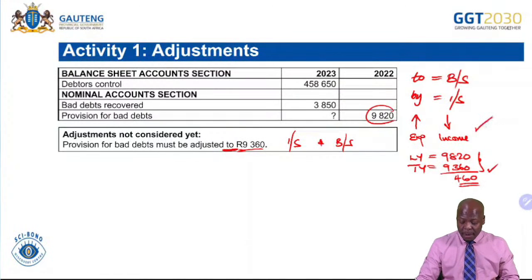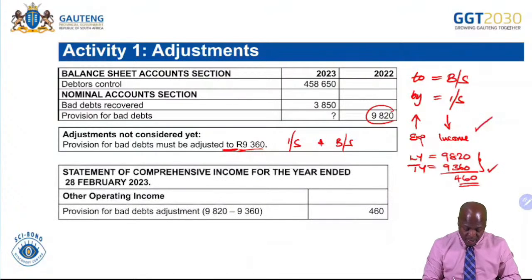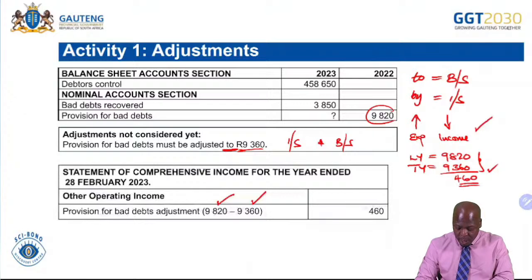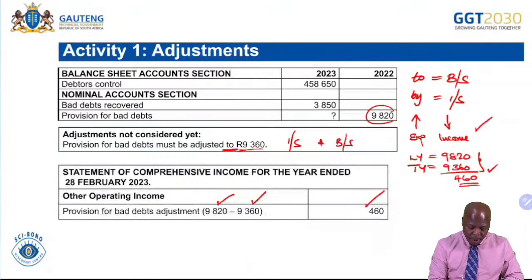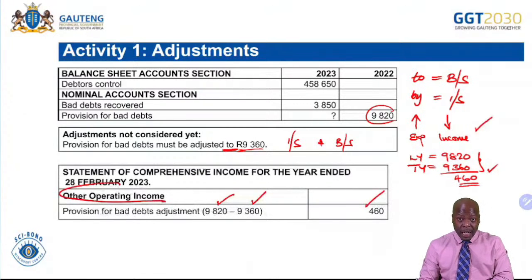Income. So we are coming now into our income statement, provision for bad debts adjustment. We are showing the calculation and we end up with a 460. And remember, it's other operating income.